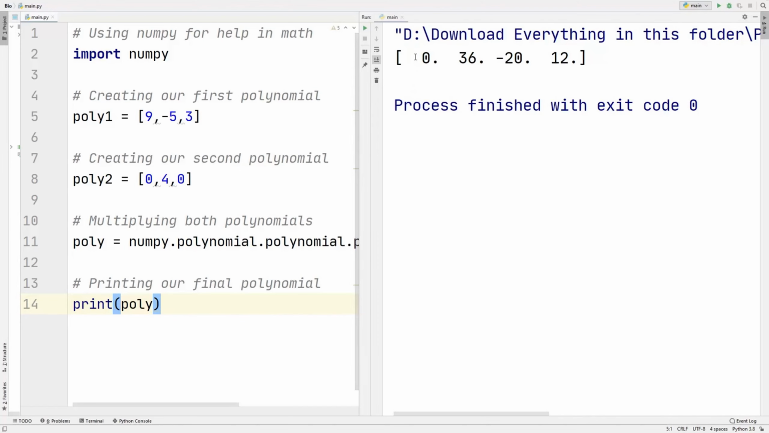Since Python does it backwards, we have to look from the constant side. Since we don't have a constant in that example, Python automatically put the 0 for the constant, and then it did 36 because it has 36x there. So Python put 36 second, and then it did minus 20x squared, so that's why the minus 20 is over here, and then it finally did 12x cubed, so that's why it's here. You don't see the powers, so you just have to see what order it's going in. That's basically how we multiply our polynomials and get the answer.